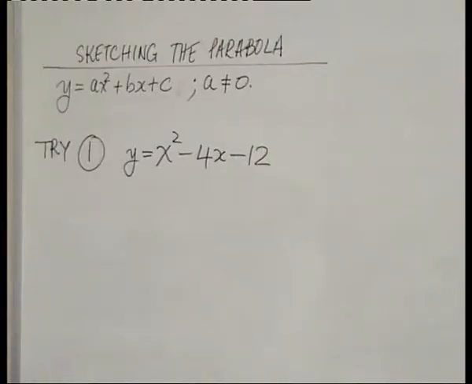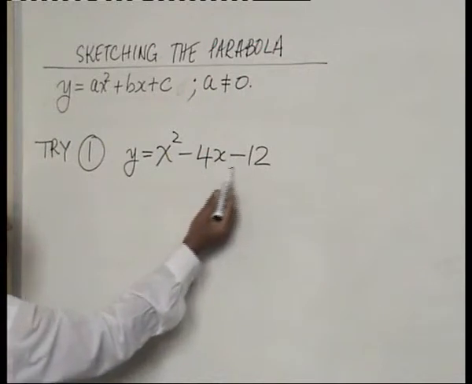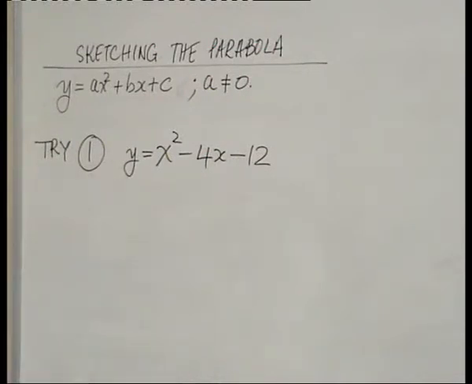Try this parabola quickly: y is equal to x squared minus 4x minus 12. Do your 5 steps and then do a rough sketch for the parabola.